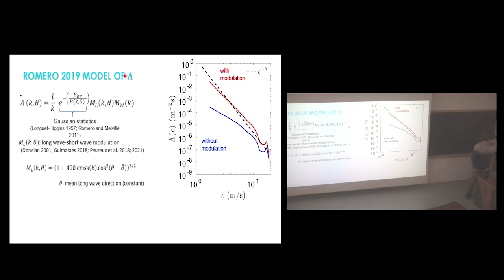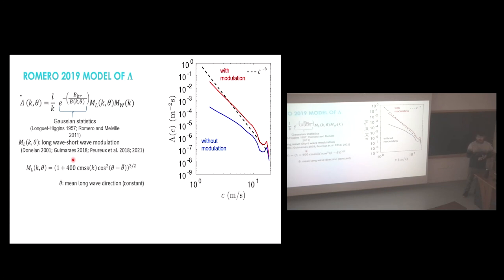And for the modulation term, long wave, short wave modulation, I took some of the ideas from Donelan in 2001 and other ideas that Fabrice and some of the people in his lab have put together. And it depends on the cumulative mean square slope. In this case, it depends also on a mean wave velocity weighted by the longer dominant waves. So that was the initial way it was framed. The actual details of this function are different between Donelan, Guimarães, Peureux, and in this case, mine.